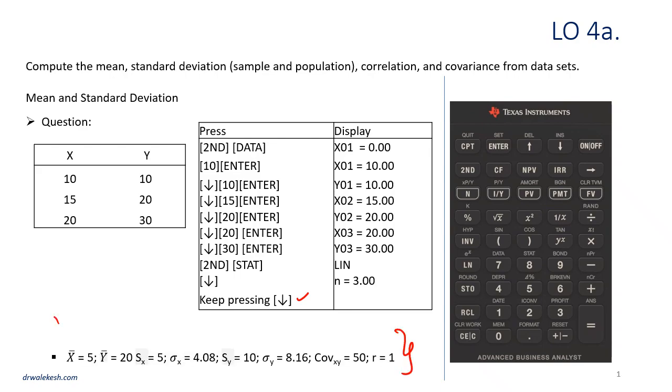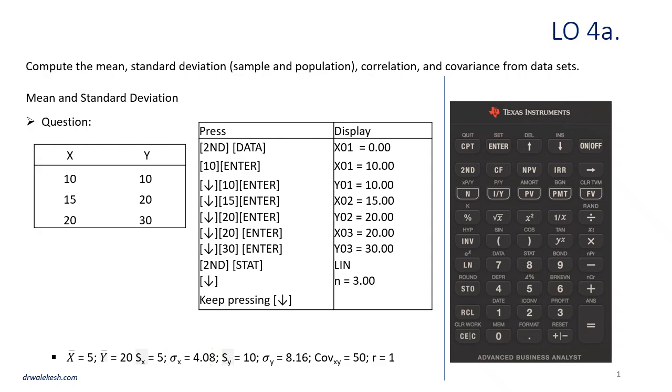I have everything summarized here, your x bar, your y bar, and so on and so forth. But it is worth noting that your financial calculator cannot compute variance. So to compute variance, you will have to square your standard deviation. So if you're interested in sample variance of x, you would square this. If you're interested in population variance of x, then you will have to square this.